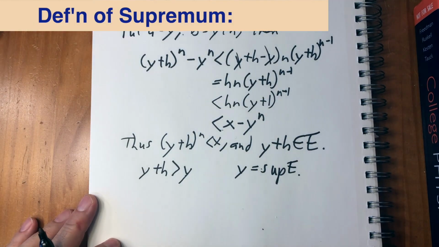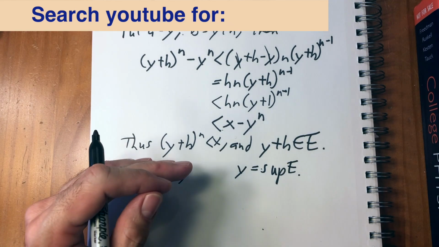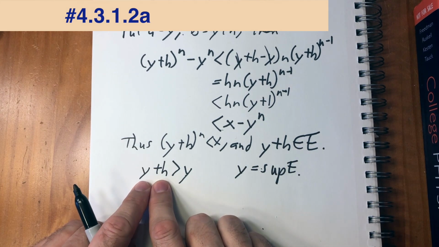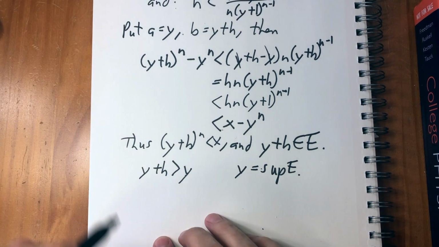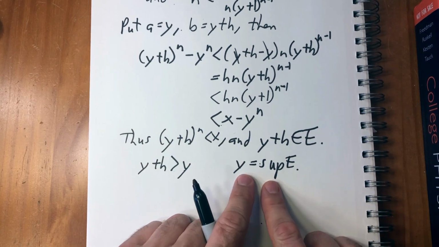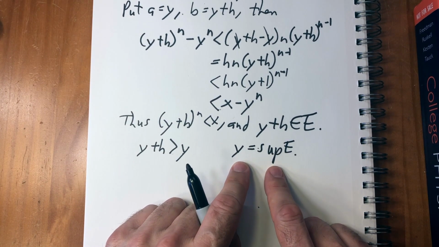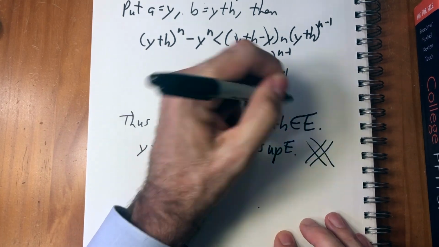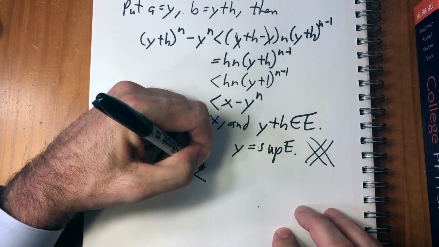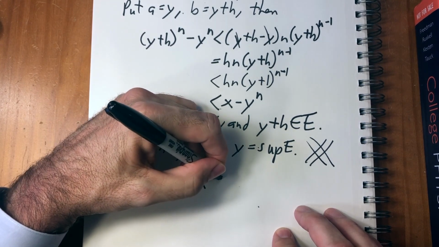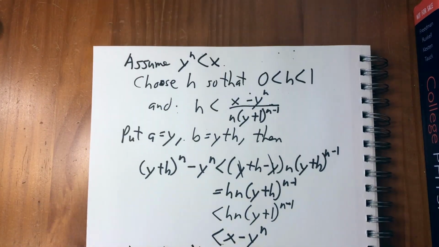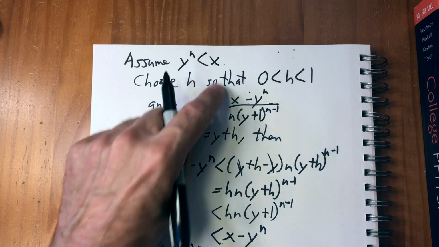of E. So there should be nothing in E bigger than y. But we just found something that is bigger than y. y + h is bigger than y, and it's still in E. That means that y can't be the supremum of E. So something's wrong. That's a contradiction. So y^n cannot be less than x. Okay? That's the proof of the first half, that y^n is not less than x.